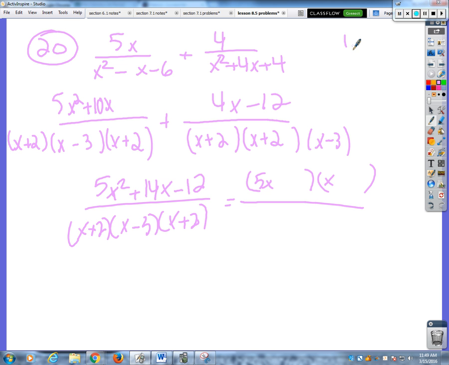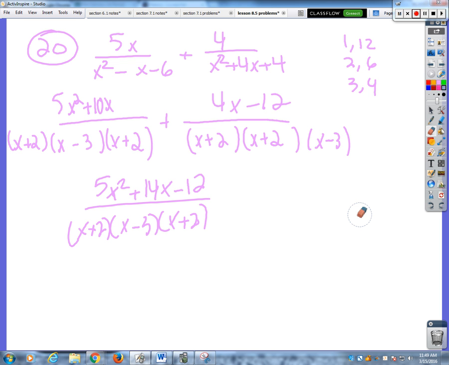-12 I know is either a 1 and a 12, a 2 and a 6, or a 3 and a 4. So that would give me 15 minus 4, nope, 30 minus 2, nope, and nope, so that's not going to factor. All right, so we're done there, okay?